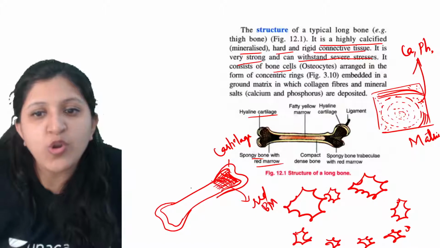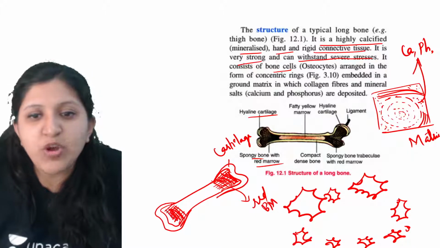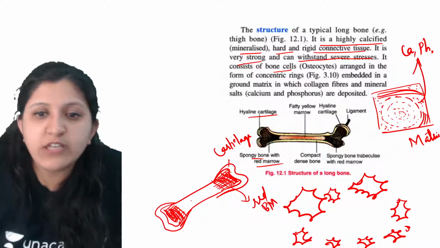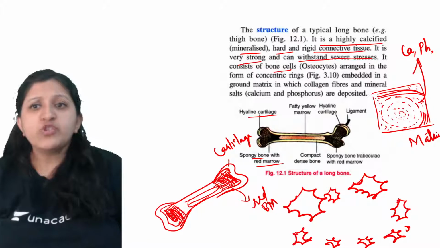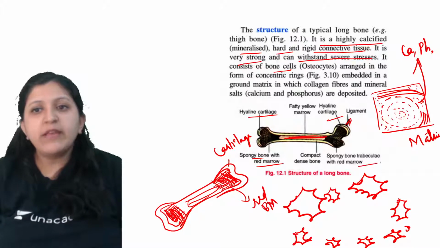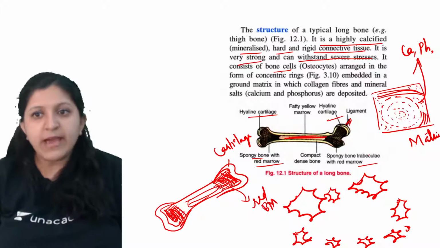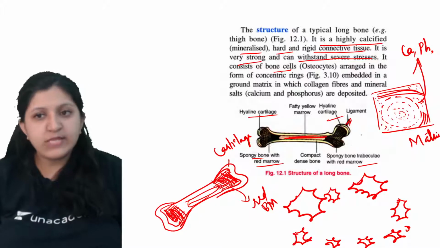Okay, so at the knob you can find these structures. That is spongy bone. This one is a shaft, where you will find the organic part. Fat, yellow marrow will be there. Hyaline cartilage is there, and a ligament is there to connect bone to bone. Then spongy bone with trabeculae and red bone marrow. That is the arrangement of these tissues inside the bone.